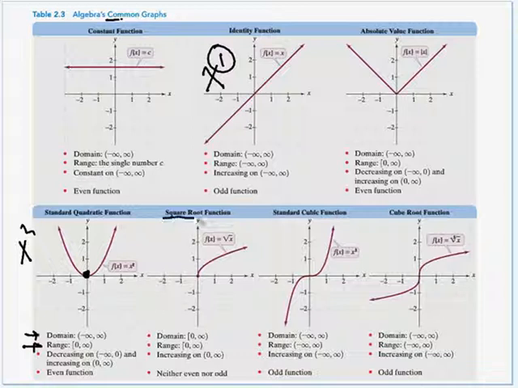The square root function. Remember, you only put positive numbers under an even index, and only positive numbers come out. So that restricts us to the first quadrant. Our domain is all the positive numbers, 0 to infinity. Range is also just the positive numbers, 0 to infinity.